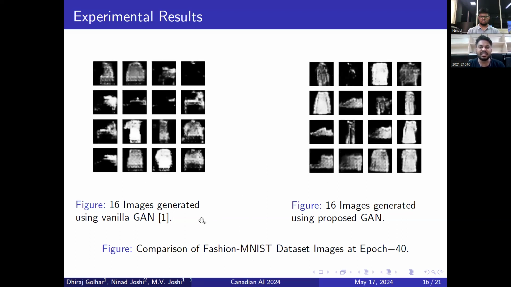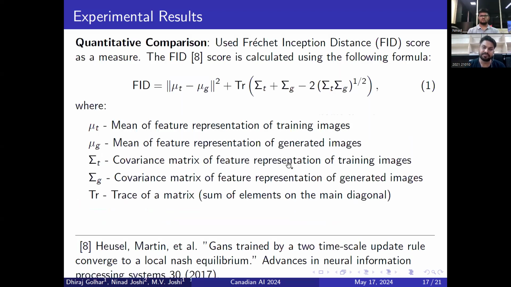Now these are the 16 images of the Fashion MNIST dataset at epoch 14. We can clearly see the 16 images generated using the proposed GAN. Here these images are more complete and more diverse. But in the case of the neo approach, the images are still in the learning phase, and diversity is also not maintained here. So we can say that perceptually our proposed GAN is better as compared to the neo approach.